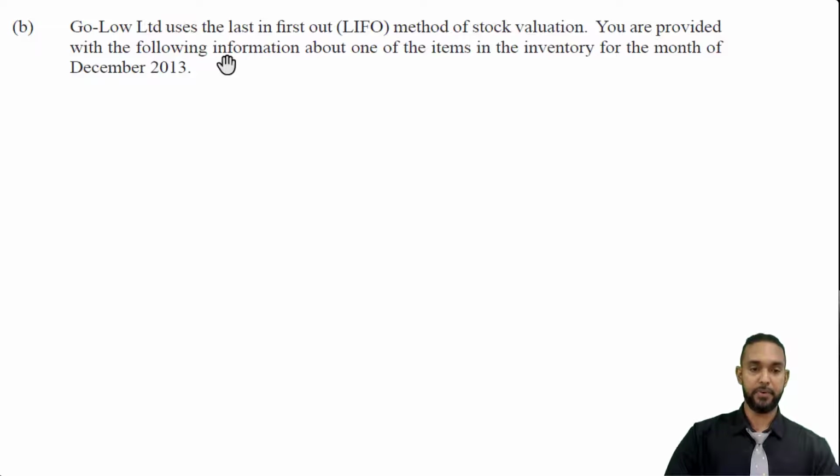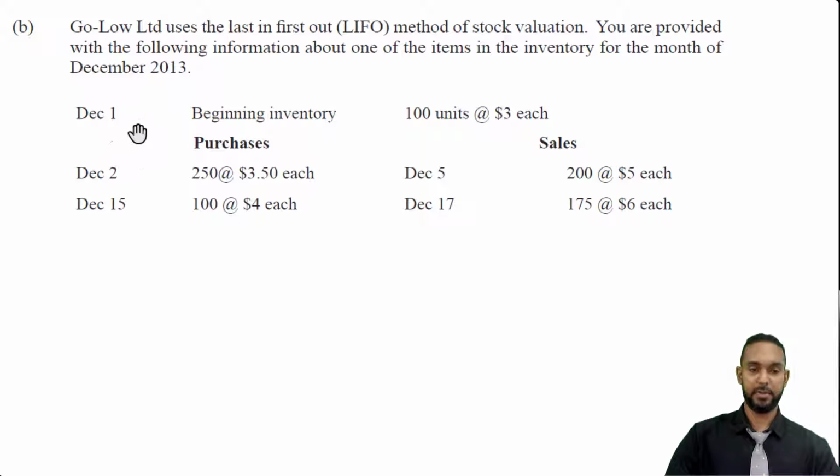You are provided with the following information about one of the items of inventory for the month of December 2013. Okay, so we have a little table-like structure down there. On December 1st, we have beginning inventory, 100 units at $3 each. We have purchases, 2 sets, one on December the 2nd, 250 units at $3.50 each. On December the 15th, we also have another purchase of 100 units at $4 each.